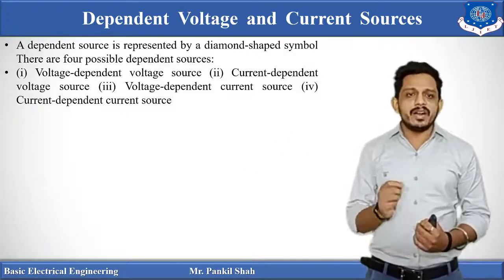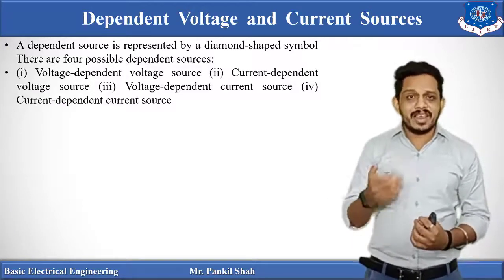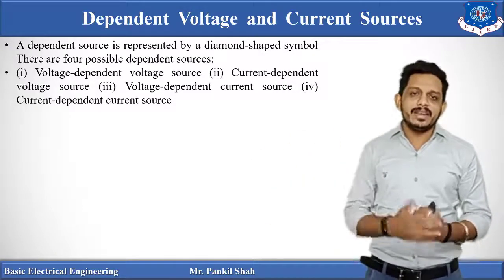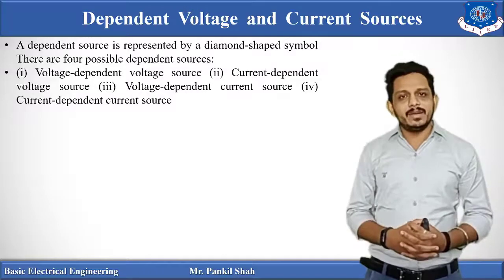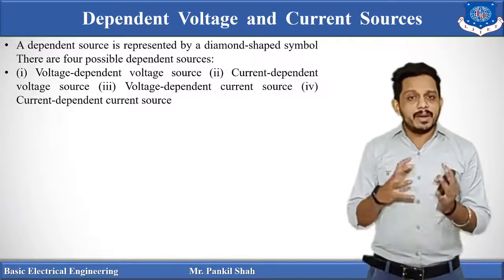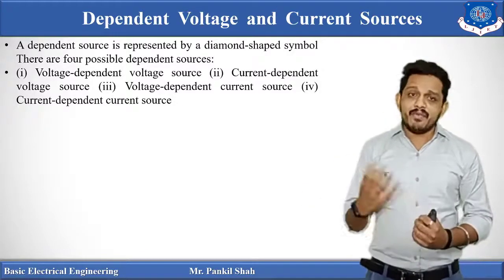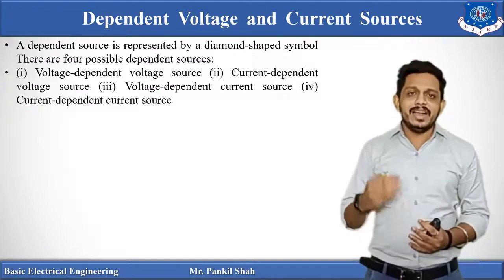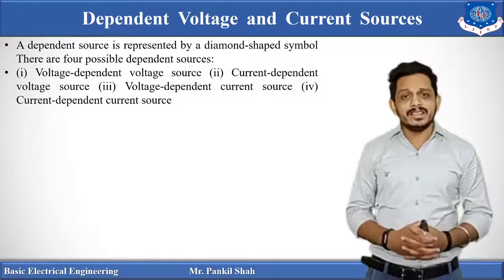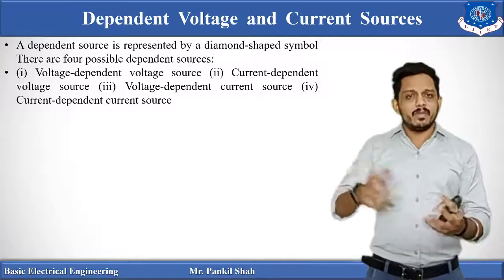The second source is the current dependent, or you can say current controlled voltage source. This is again a voltage source, but its value depends upon some other current of that circuit. The third element is the voltage dependent current source. This is a current source, but its value is dependent on some other voltage of that circuit. And the fourth source is the current dependent current source, or you can say current controlled current source. That means this is a current source, but its value is dependent on some other current of that circuit.